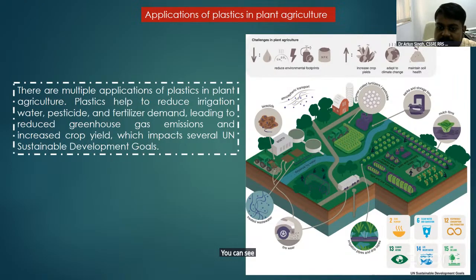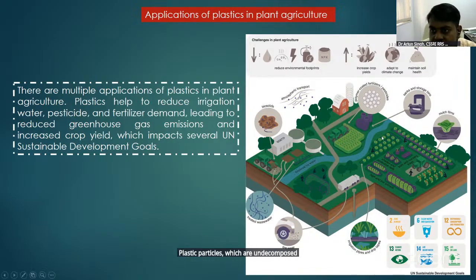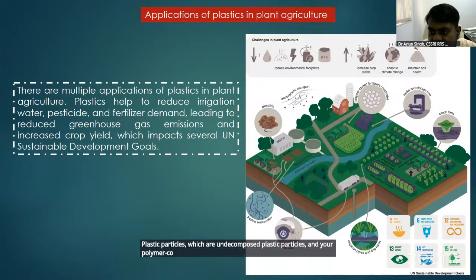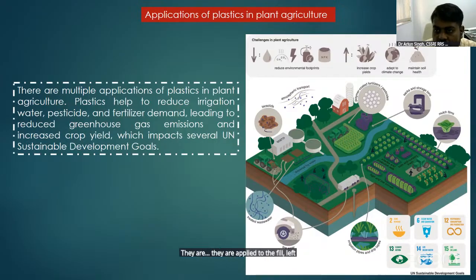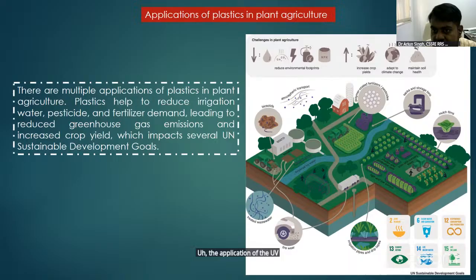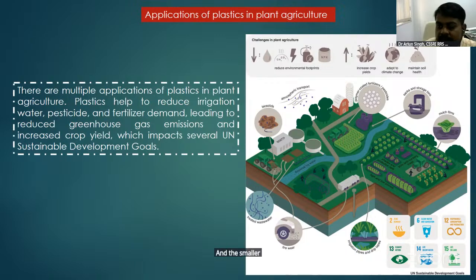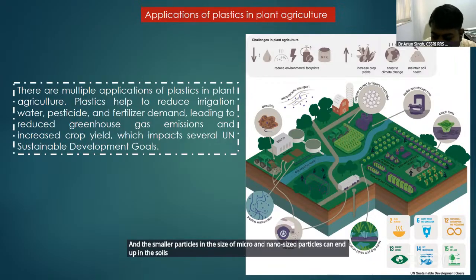You can see that there are biosolids. Biosolids are just MSW waste which has been composted. They might contain some undecomposed plastic particles. Then there are polymer coated fertilizers and pesticides. Then mulch films are applied to the field and left for auto-oxidation by the environment. UV exposure and shifts in temperature lead to weathering of these particles, and the smaller particles, of micro and nano size, can end up in the soils, as already discussed in the previous presentations.